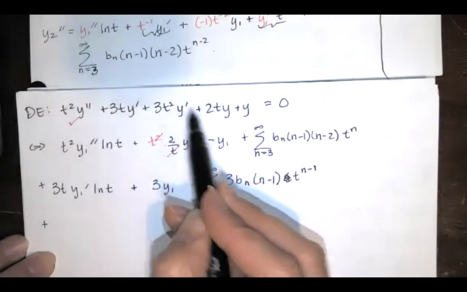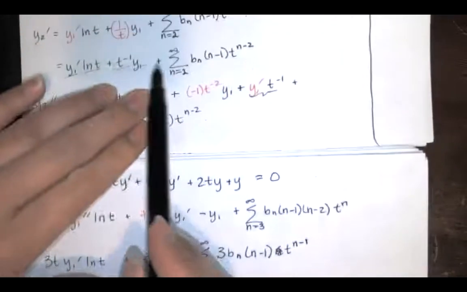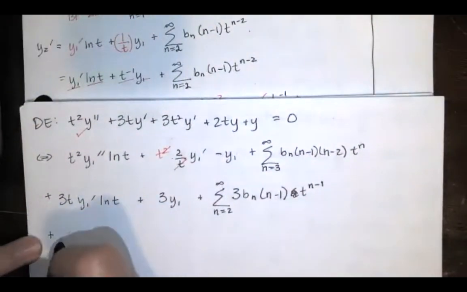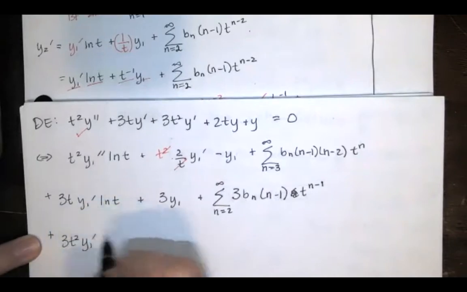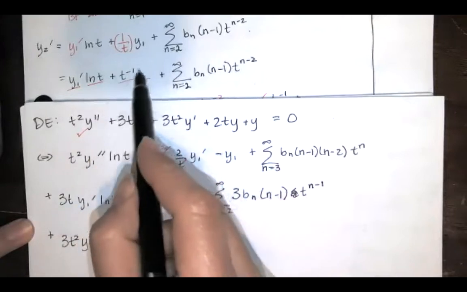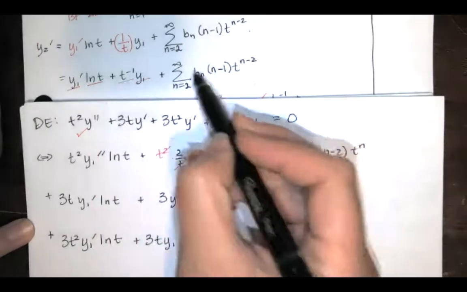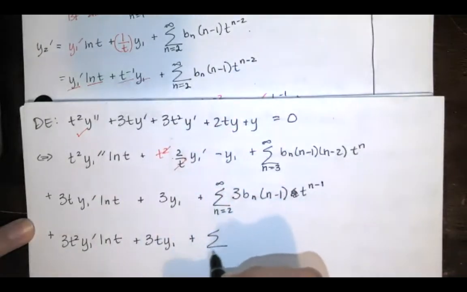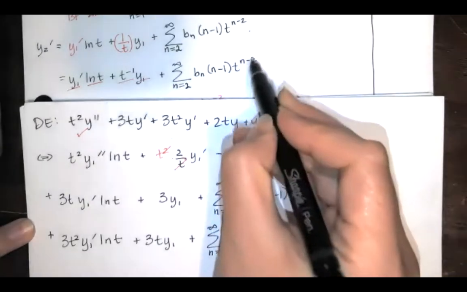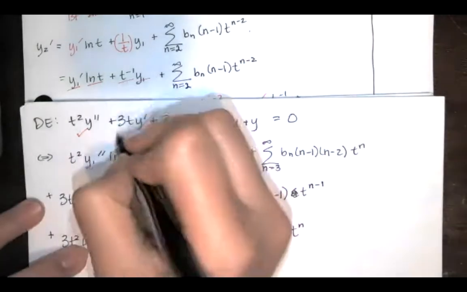Then I want to add 3t squared times y prime. So 3t squared times this expression here. It's going to give me a 3t squared times y sub 1 prime, natural log of t. And 3t squared times this is going to give me a 3t times y sub 1. And 3t squared times that. Put a 3 inside my summation. If I take this and I multiply by a t squared, I end up with a t to the n. Okay, so we've taken care of this guy and this guy.